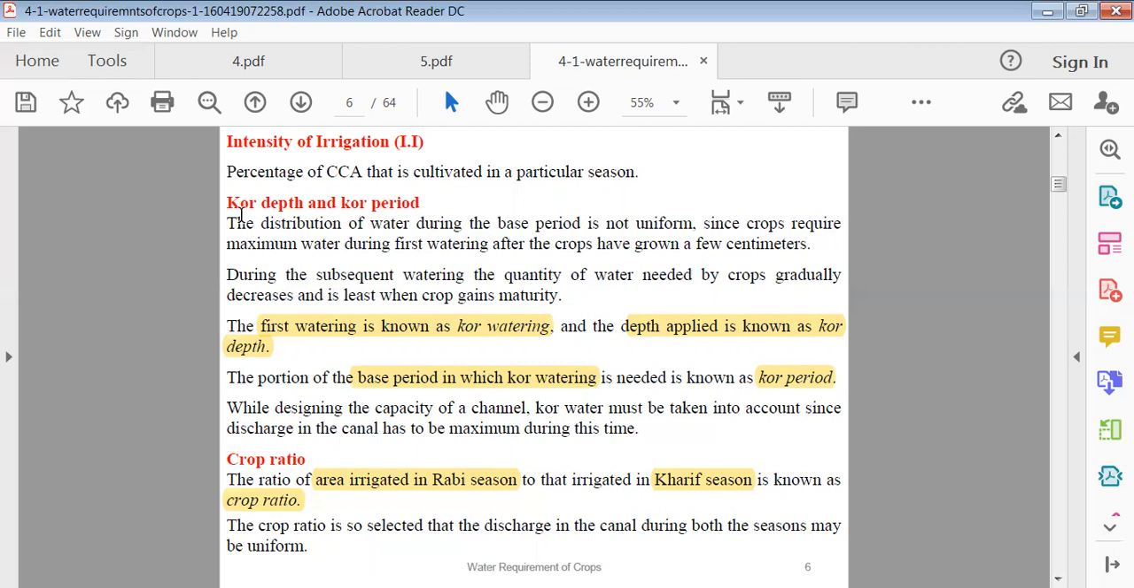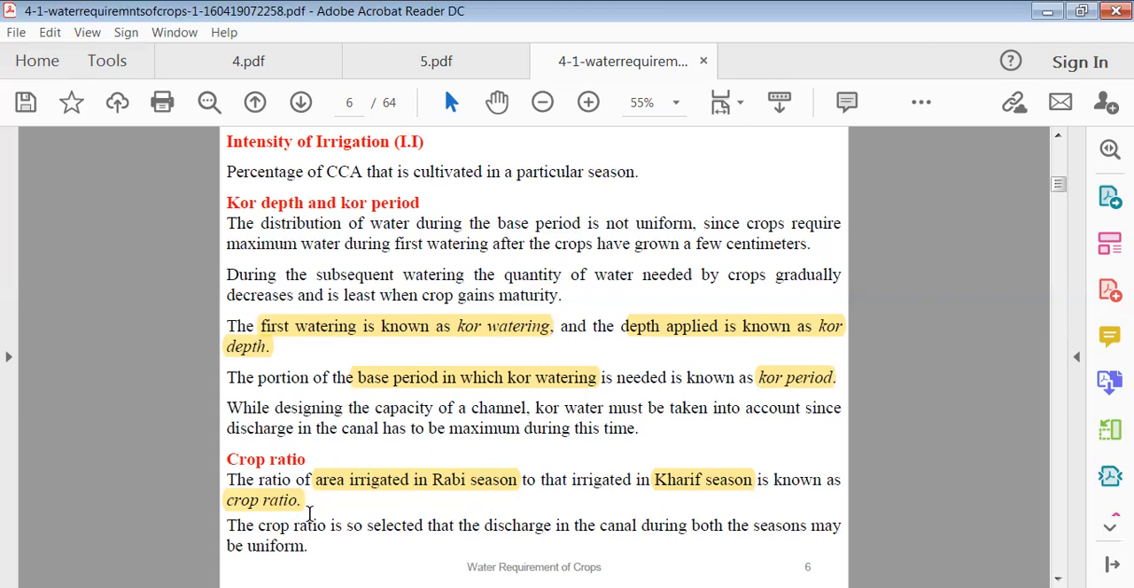Next, core depth and core period. The first watering is known as core watering, and the depth of water applied in the first watering is called core depth. So core watering is the first watering, and core depth is the depth of the water which is applied. The portion of the base period in which core watering is needed is known as the core period.